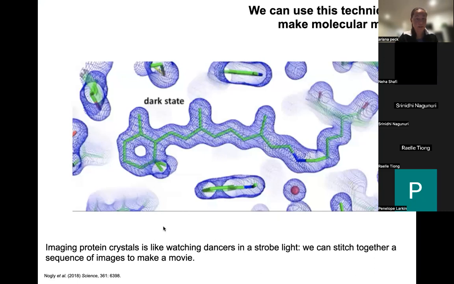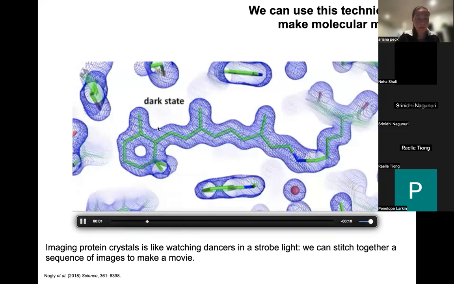And so, what we're showing here is akin to watching dancers in a strobe light. We get these frames that we know are related to each other over time, and we can watch this chemical reaction evolve in time as well. That's what's shown in this movie here.